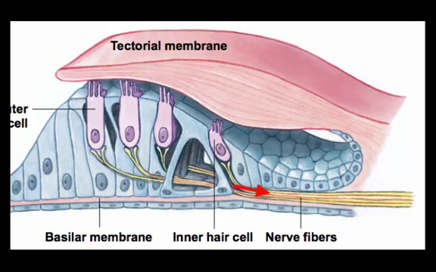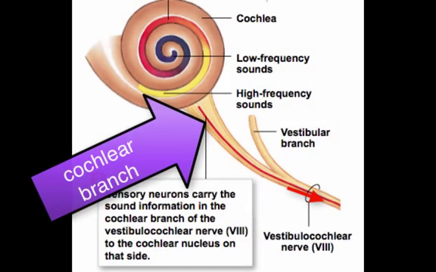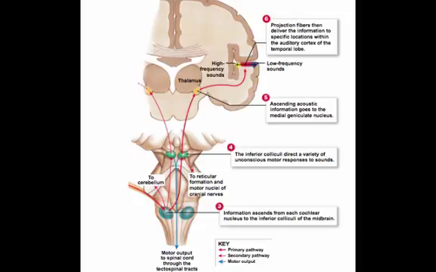The action potentials in the sensory neuron will be relayed to the central nervous system over the cochlear branch of cranial nerve 8, the vestibulocochlear nerve. Cranial nerve 8 then synapses in the medulla oblongata onto a neuron that delivers the information to the thalamus. At the thalamus, another synapse occurs and the information is then delivered to the auditory cortex and other regions of the brain.